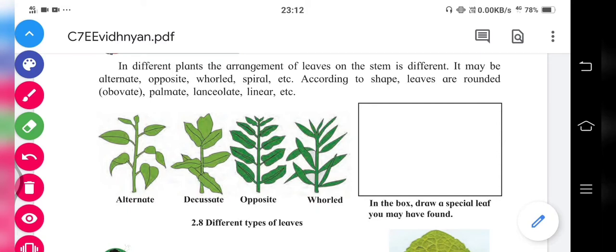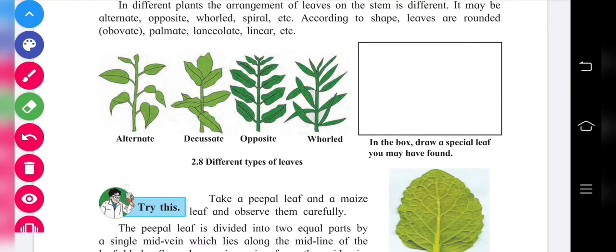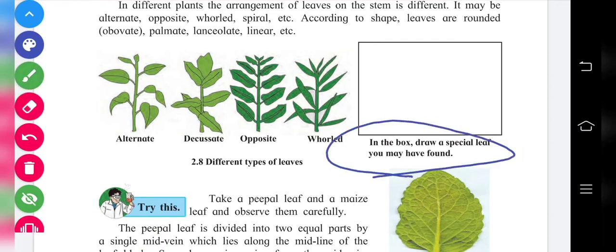According to shape, leaves are rounded, pinnate, lanceolate, linear, etc. So according to this, there are different types of leaf arrangement. In the box, draw the special leaf you have found. You can find any plant near your location. According to that, note what type of leaf arrangement it has, and draw it in your textbook with a pencil.